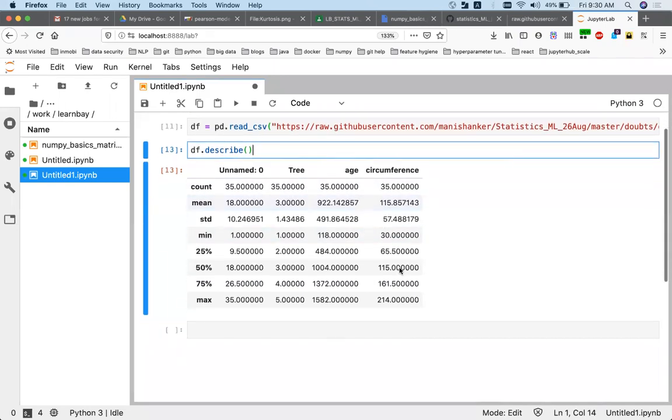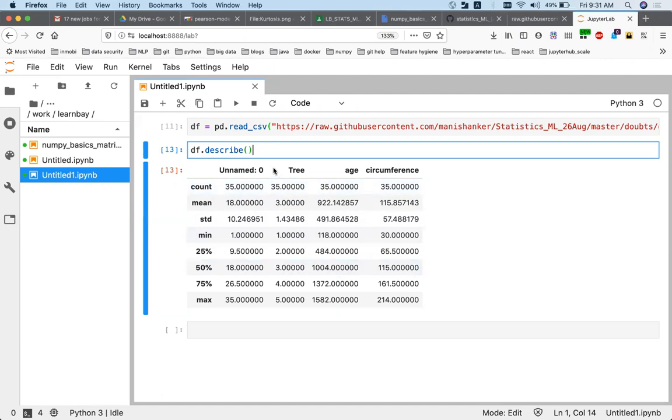Okay, so what does it mean? It means that the minimum tree length is 1, the maximum is 5, and the average tree length is 3, right? If you take the age column, this is an orange data set, a data set about the orange tree. The age of that plant is, let's say, a maximum of 1852, maybe seconds, and let's say the mean is 922. What is the minimum age? Let's say 118. What is the standard deviation? 491. What does the count give you here? Count gives you the total number of rows that are present here.